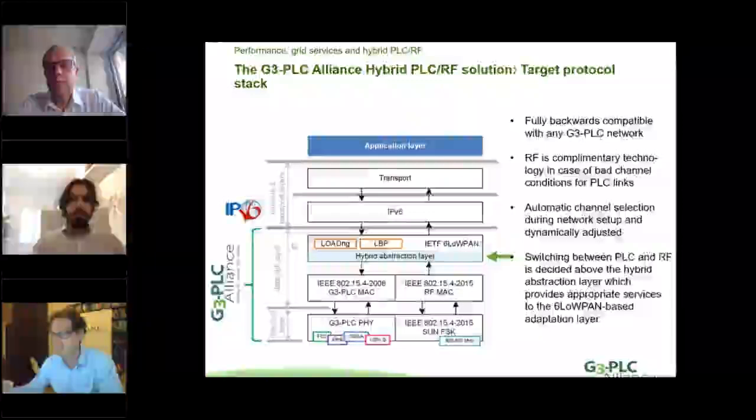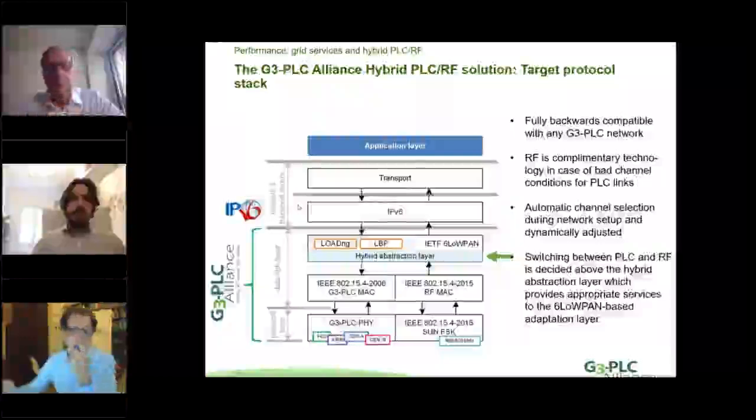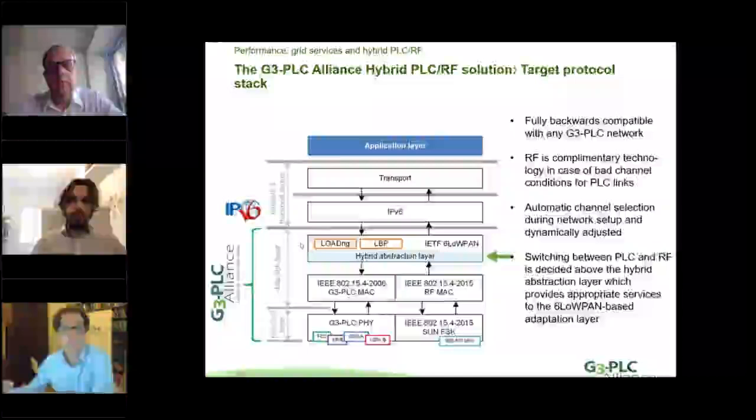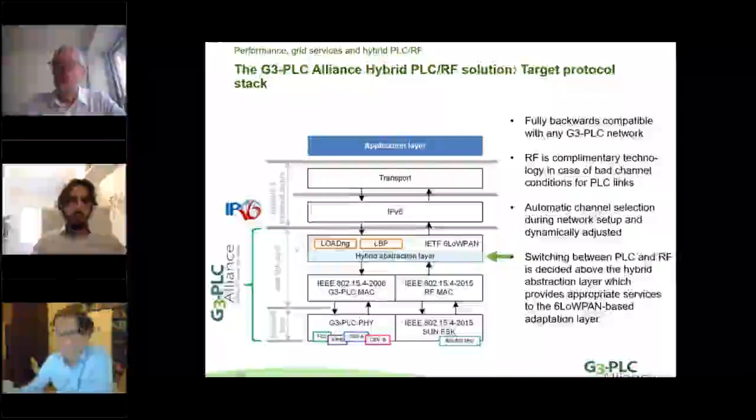Of course, additional bands could be added in the future, and all the switching between PLC and RF is decided in a dedicated layer, which is called the hybrid abstraction layer, just below the 6LoWPAN adaptation layer, which will allow this hybrid solution to completely integrate into the G3-PLC stack we know today. And the rest I've already mentioned in the last slide. Okay, I hope that explains a little bit about the hybrid PLC RF solution we are currently working on.